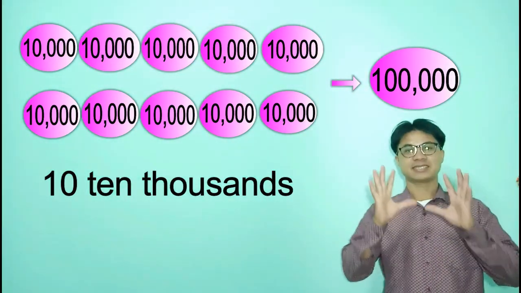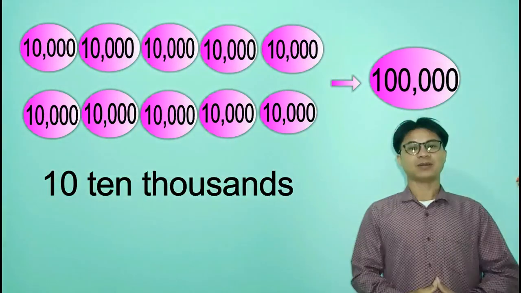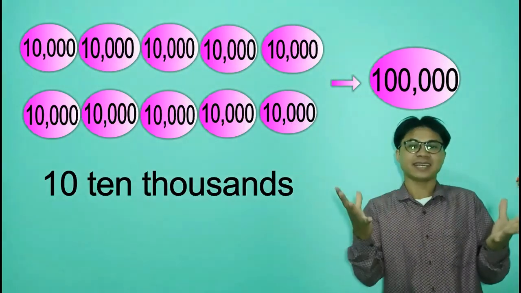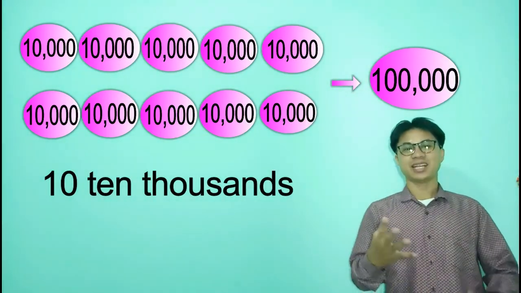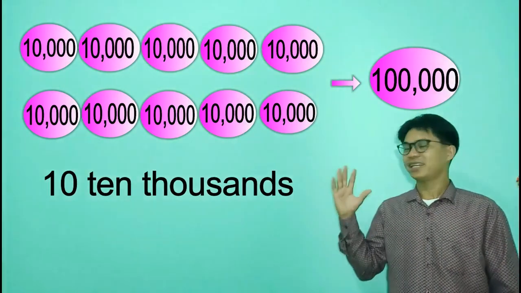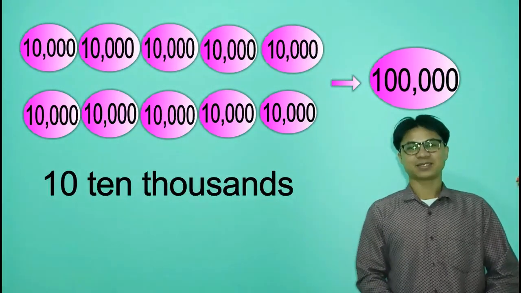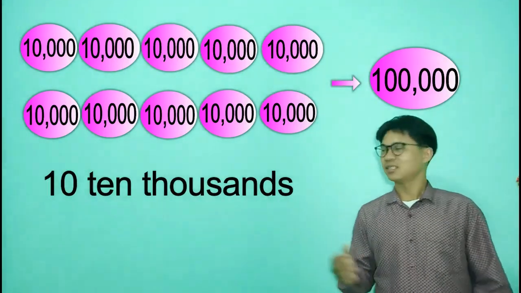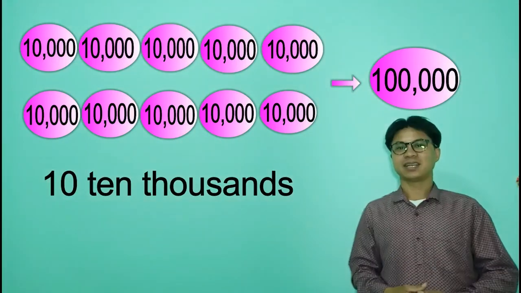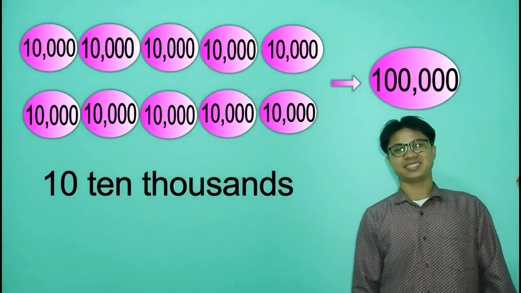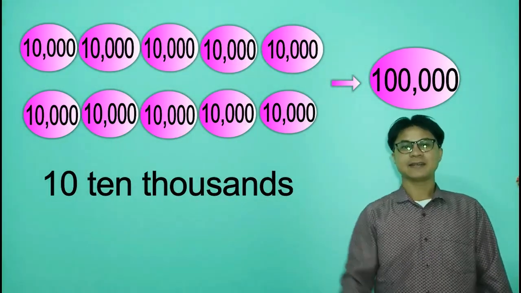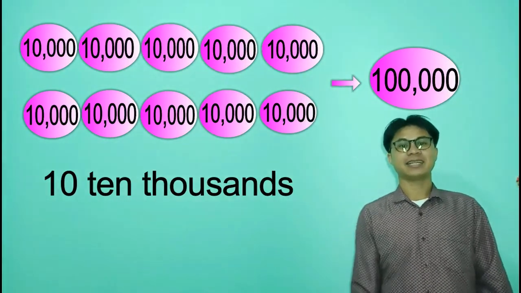So there are 10,000s. So if you add this, the total is 100,000. So this is how to read the numbers, especially up to 100,000s.